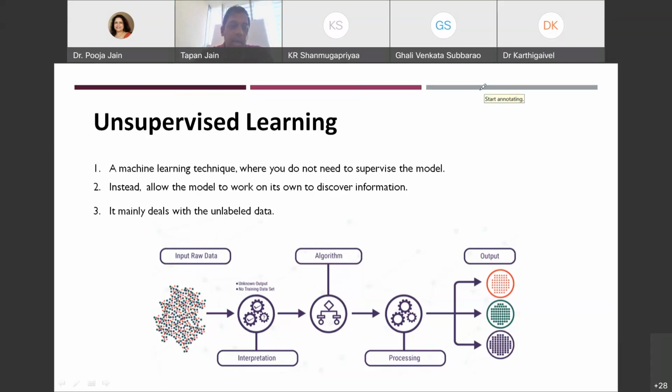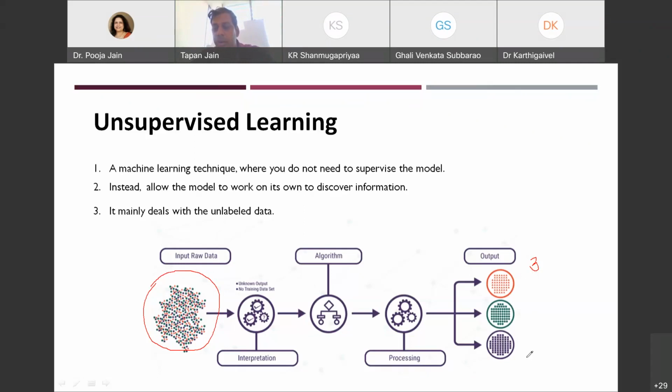In this diagram, we have my raw data, right? And if you look at the output, the output is divided into 3 categories or 3 parts or 3 clusters. Maybe you can divide in terms of color, in terms of numbers, in terms of shape, in terms of volume, so anything you can differentiate. But we never know the initial information.